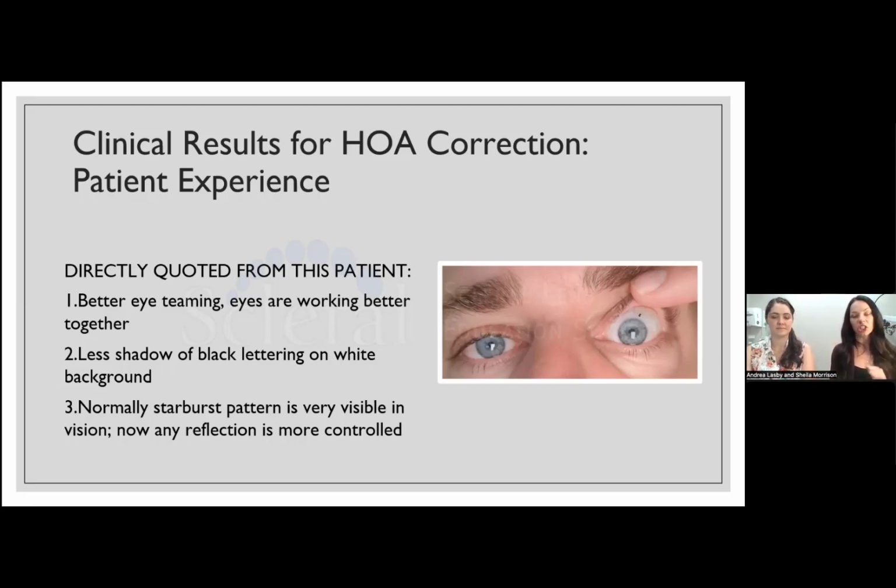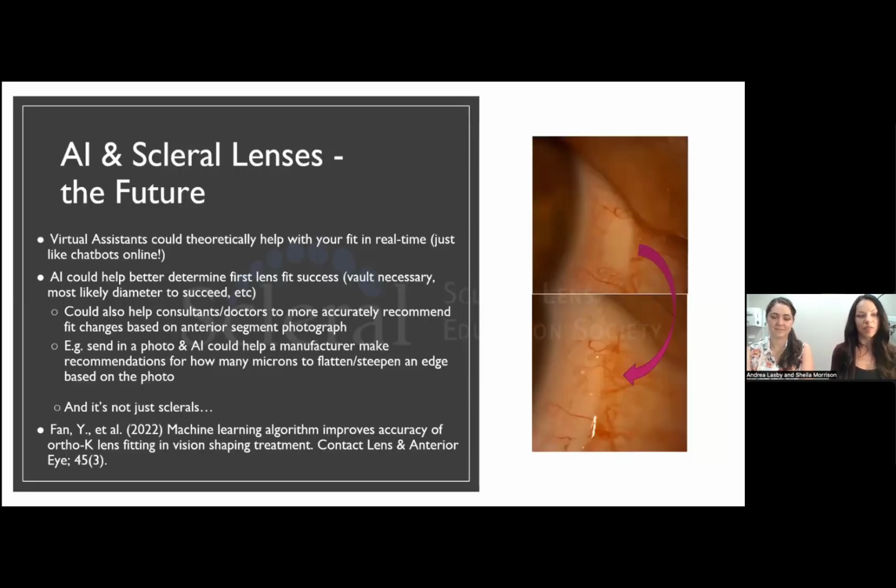This patient literally runs around the city talking about our office. No other office could help him. And he says his eyes team better together. The eyes are working better. He wrote this all out for me on a piece of paper and gave it to me as his notes. It was lovely. And he really put thought into this. He's been paying attention to it. Less shadow of black lettering on white background. And normally a starburst pattern, and it was actually on his countertop in his one room in his house, was very visible. And now the reflection is controlled. So it's really cool that it works. But again, you have to choose the right patient to be able to apply this technology to, for sure.